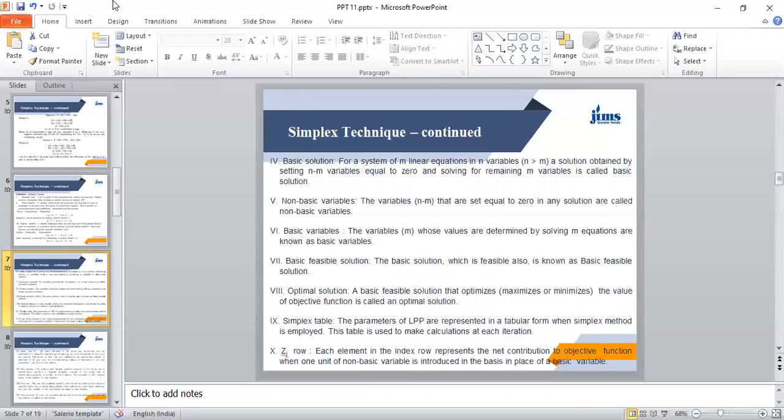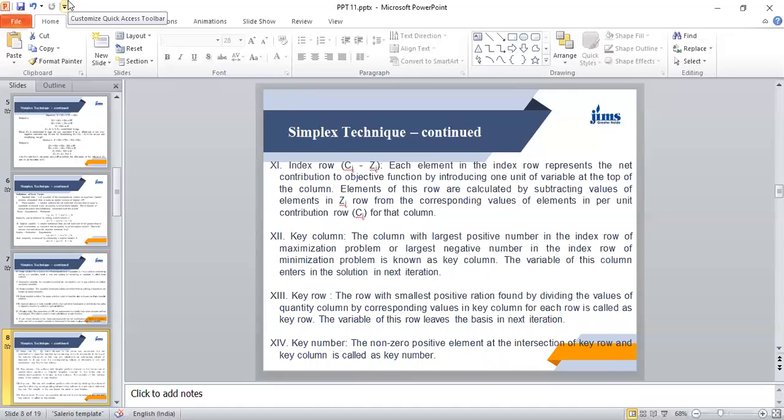Then there is the Zj row. Each element in the Zj row represents the new contribution to the objective function when one unit of a non-basic variable is introduced into the basis in place of a basic variable. Let me explain this when we solve the problem.